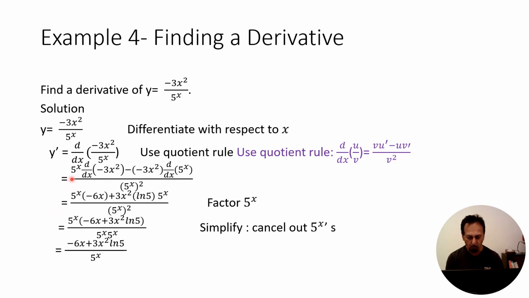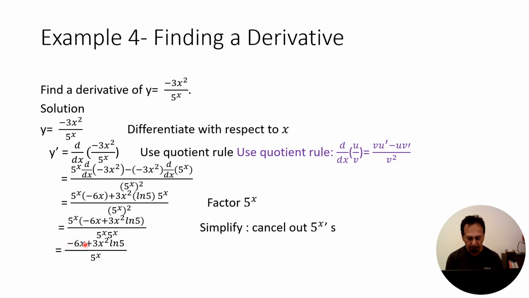Okay, so now we write 5 to the x, and the derivative of minus 3x squared is simply minus 3 times 2, which is minus 6x. Then minus minus becomes plus 3x squared, and the derivative of 5 to the x is just natural log of 5 times 5 to the x times the derivative of x, which is 1. So that's it. Now let's simplify.